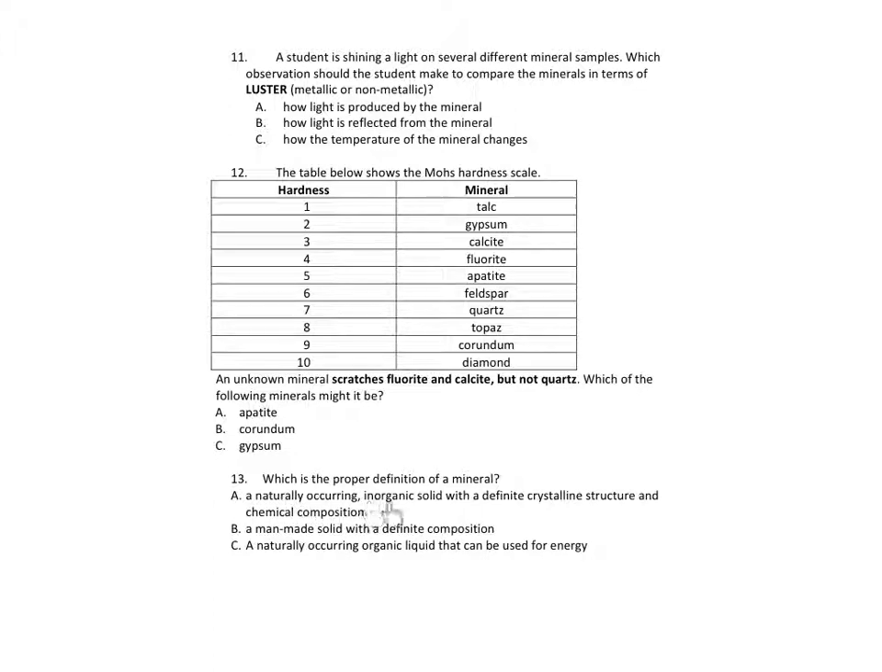Number 13. Which is the proper definition of a mineral? A. A naturally occurring inorganic solid with definite crystalline structure and chemical composition. B. A man-made solid with a definite composition. C. A naturally occurring organic liquid that can be used for energy.